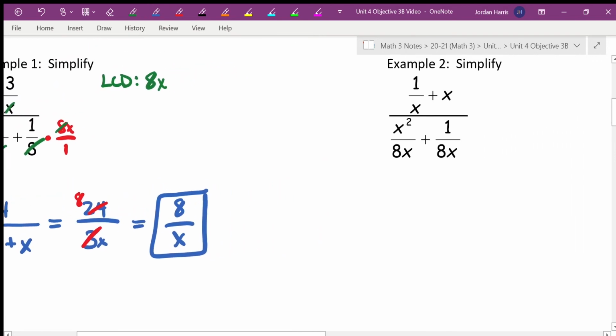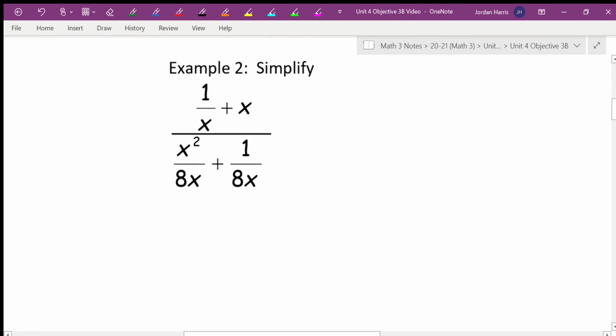Okay, so let's do it again. A little more complicated, not much. Remember, we're looking at just the fractions. You need to pick out my LCD between those fractions. So look at the numbers first. Well, 8, 8, 8, and 1, so everything can turn into an 8. Now we look at the letters, x, x, and x. So they all have x already, so my least common denominator is actually 8x.